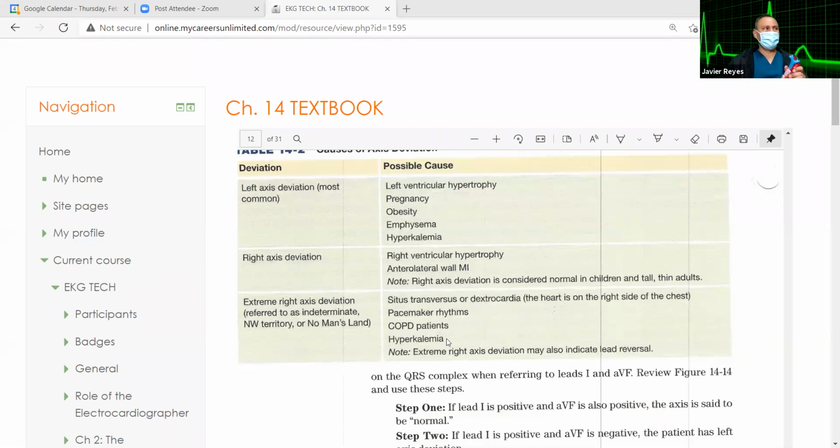Extreme right axis: negative and negative, lead one and AVF are negative. Why does it happen? Dextrocardia, people that have the heart not this way, but they have it this way. This would be their front. Yeah, the apex is on the right side of the sternum. Well, ours is on the left side, like this. Theirs would be like this. That's called dextrocardia.